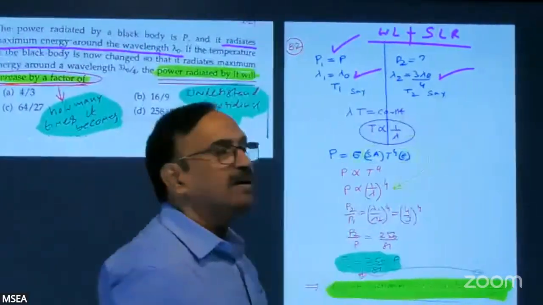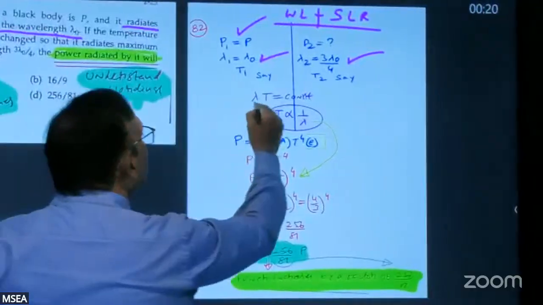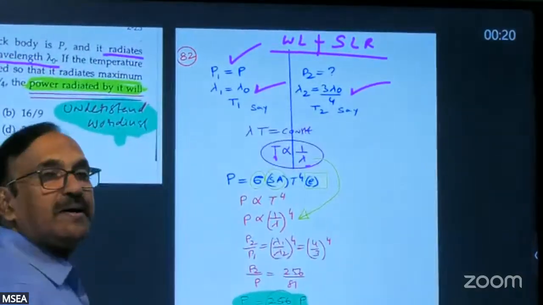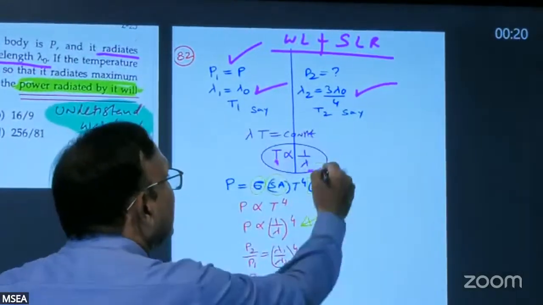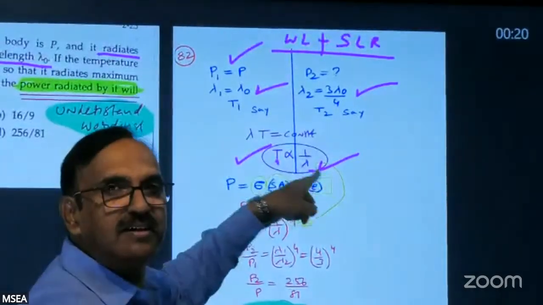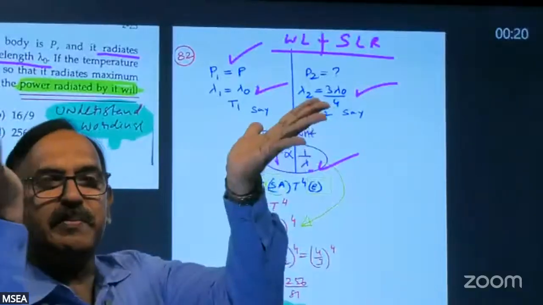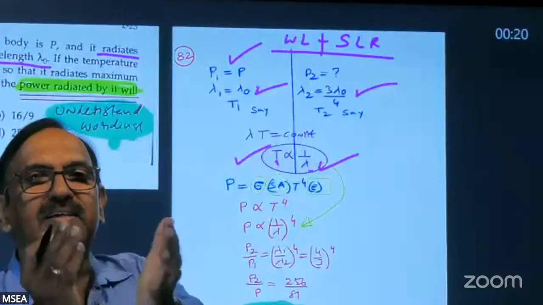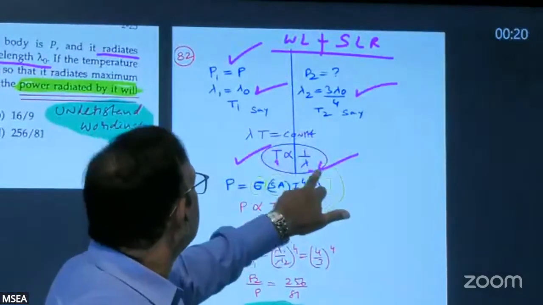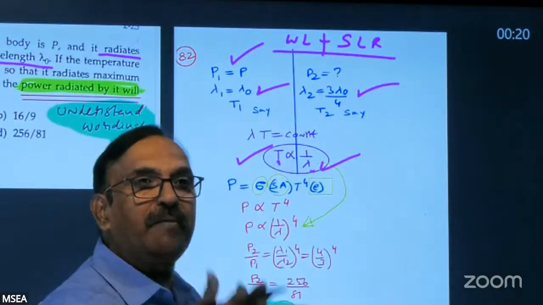Everyone in the class knows that Wien's law says that the product of lambda into T is constant. That means T is inversely proportional to lambda. Lambda changing means that temperature is changing. When temperature changes, the heat it radiates will change. A low temperature body has less heat radiation, a high temperature body has more. So you know that lambda is changing, so temperature changes. I want to know how the corresponding power changes.